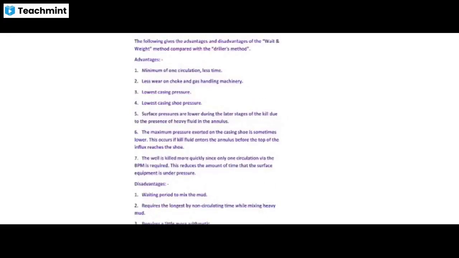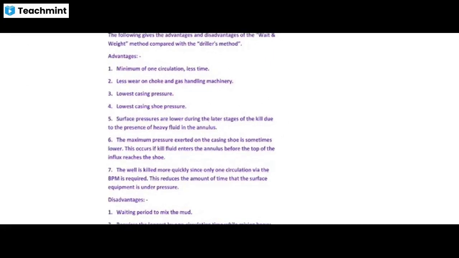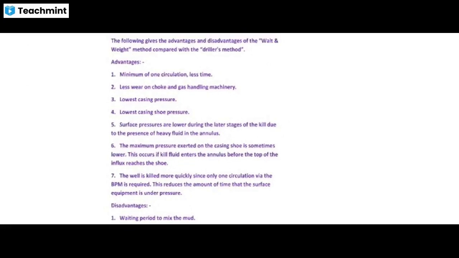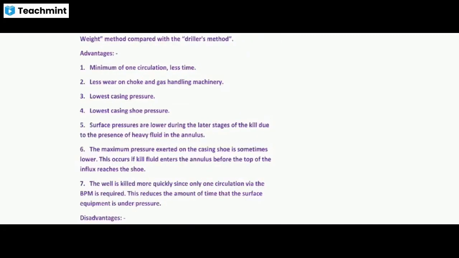the following give the advantages of the wait and weight method compared to the driller's method. So what are the advantages? Number one, minimum of one circulation, that is less time. Number two, less wear on the choke and gas handling machinery. Number three is the lowest casing pressure. And the lowest casing shoe pressure, that is number four.